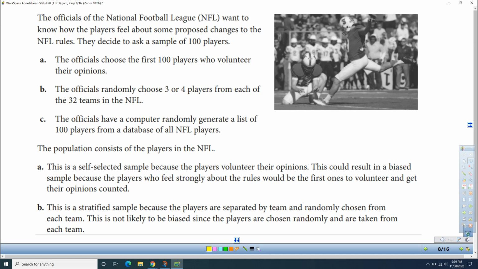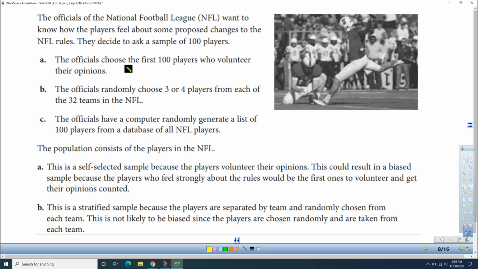Well, if you look down here, it says at A, this is a self-selected sample because the players who volunteer their opinions, okay, this could result in a biased sample, right? Because the players who feel strongly about the rules would be the first ones to volunteer and get their opinions counted.